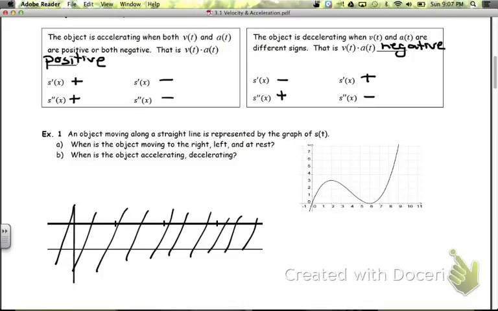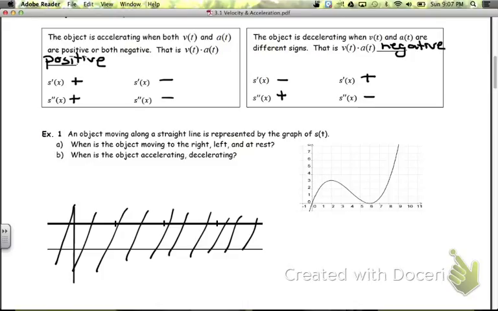So in example 1, an object moving along a straight line is represented by the graph of s of t. In part A, we want to look at when the object is moving to the right, left, and at rest. And then we want to look at when the object is accelerating and decelerating. Now, accelerating and decelerating isn't a major concept when we're talking about calculus. This is something you would talk more about in physics.